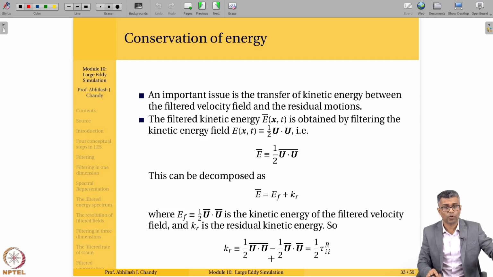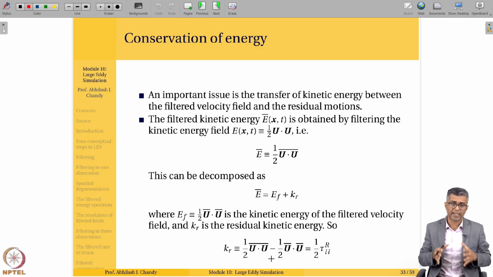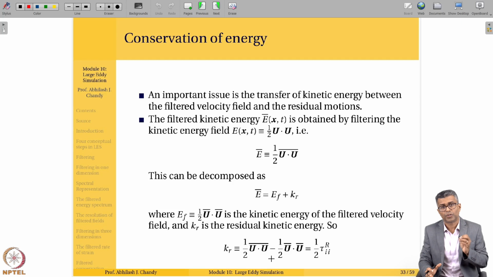So now that we have looked at the continuity and the momentum equations in the filtered context, let's look at conservation of energy. All right. There's a reason why we are doing that, because the whole idea of coming up with an approach like LES was to resolve all the large scales, where most of the energy is concentrated. So it is imperative to talk about the conservation of energy.